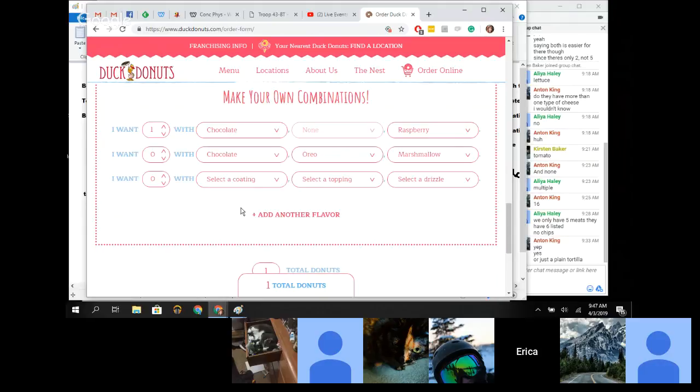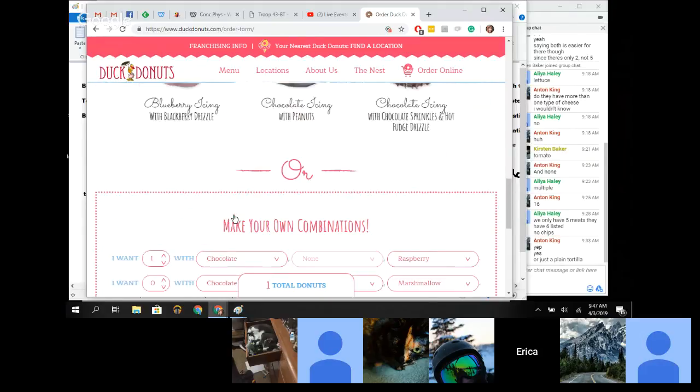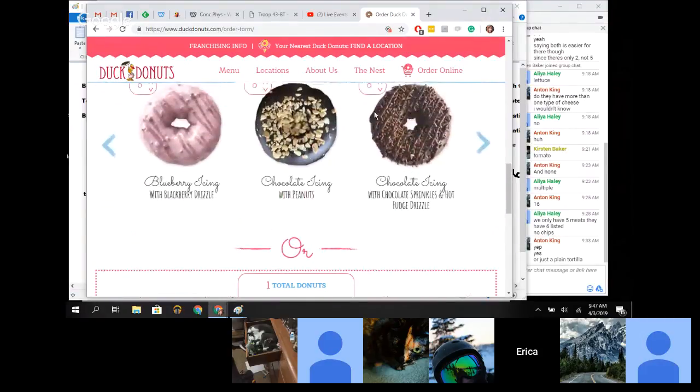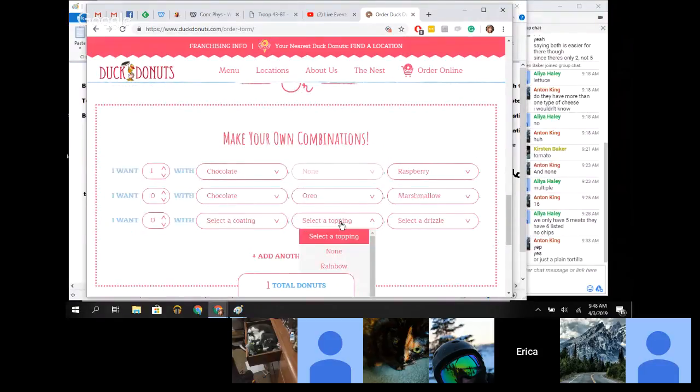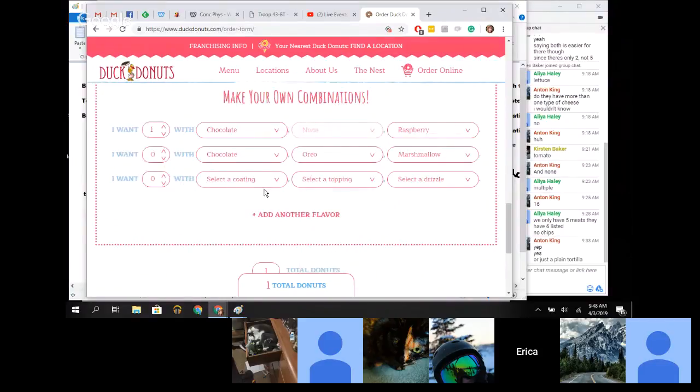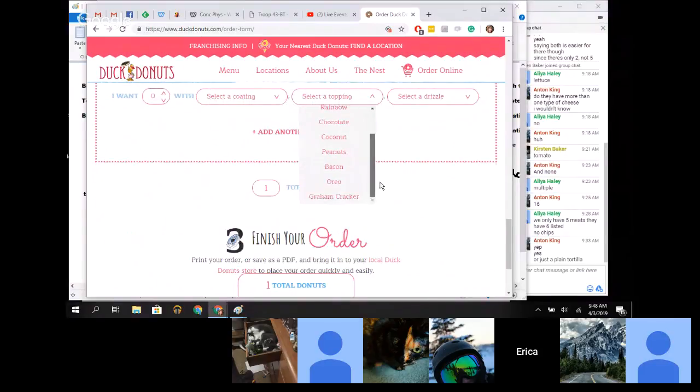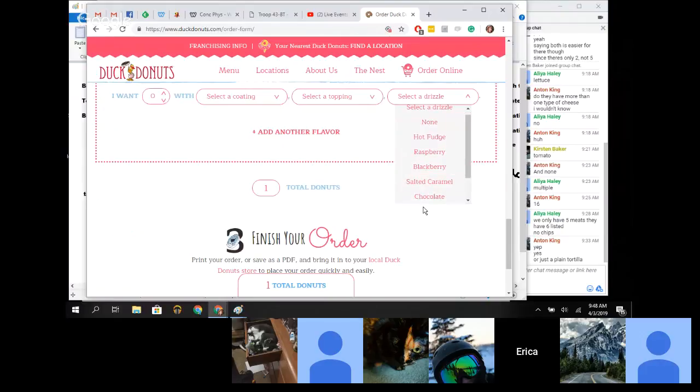So what I want you guys to do is to tell me how many combinations. These are kind of pre-done combinations. So this was chocolate icing with chocolate sprinkles and hot fudge drizzle. This is like crazy chocolate. This is chocolate icing with peanuts. They don't do multiple. We're just going to assume you can't do multiple coatings because then it would all get mixed together, right? We're just going to assume that you can just pick one from each of these categories.